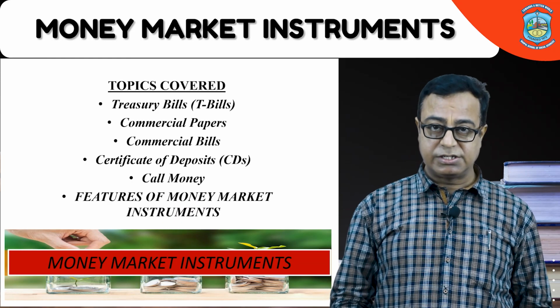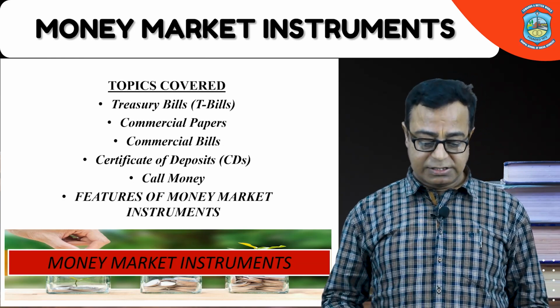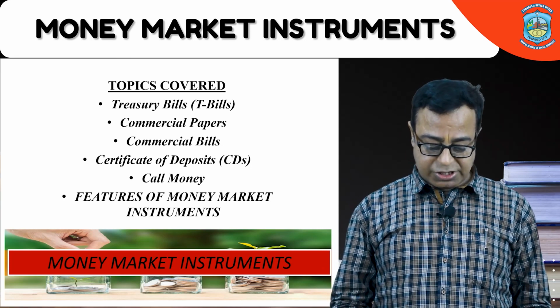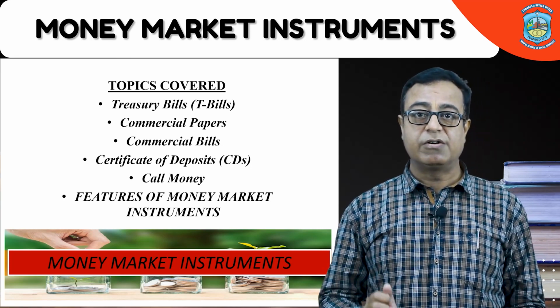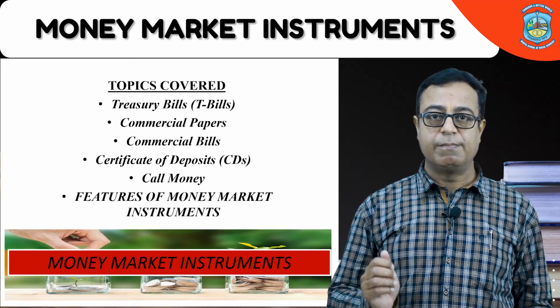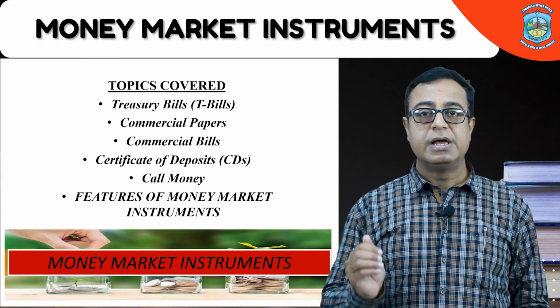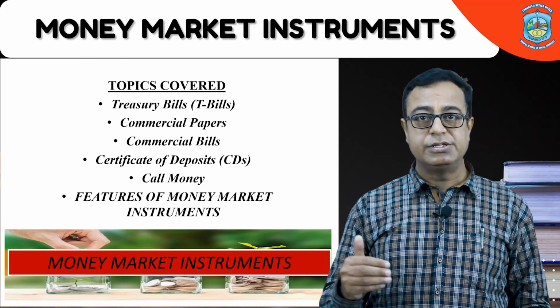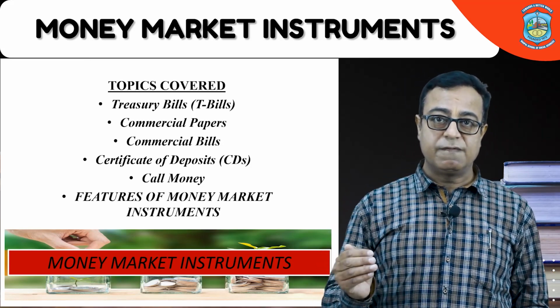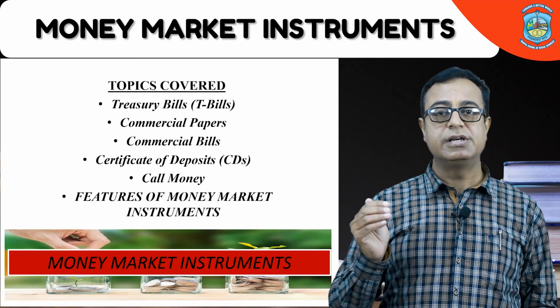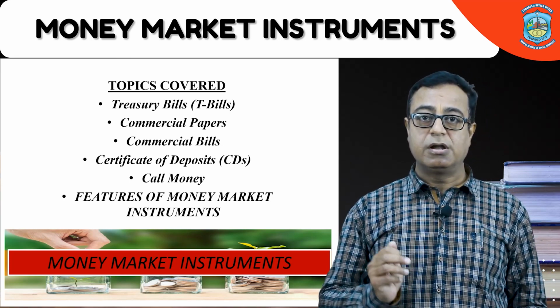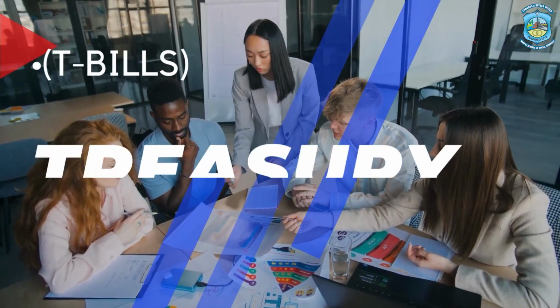First, we will understand the treasury bills, after that the commercial papers, next will be commercial bills, certificate of deposit, and finally we will learn about call money in the money market instruments segment. At the end of all these instruments, we will learn the main features of all these instruments. Let's start the money market instrument with first major instrument that we have.